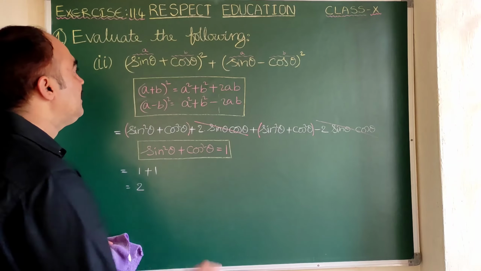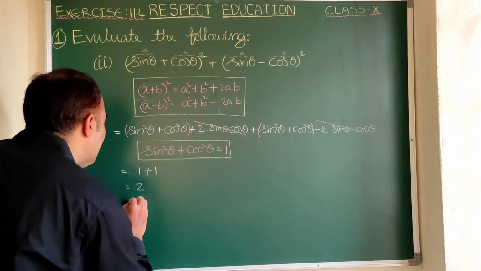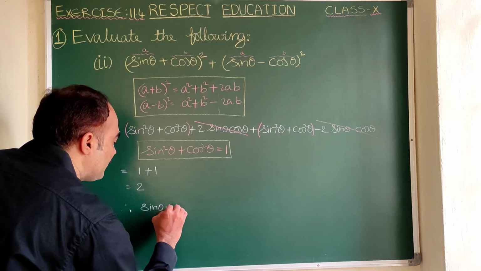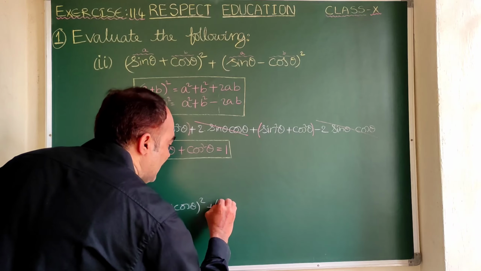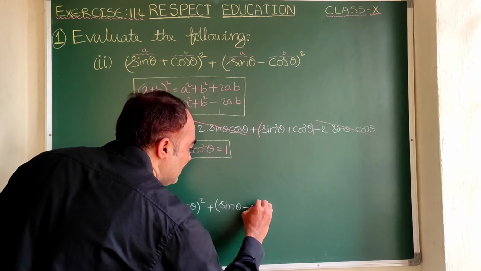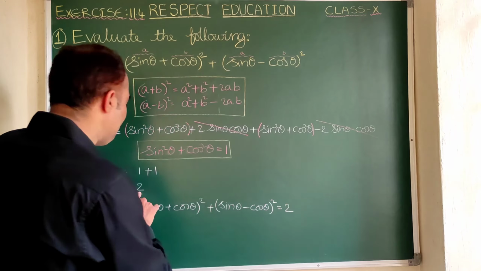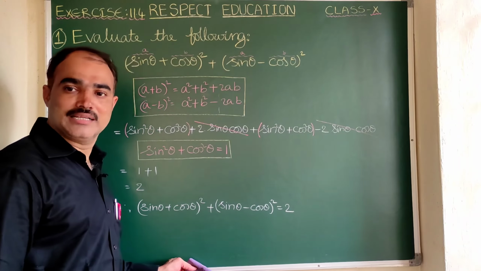So here you see the question. Evaluate the following. That means we are asked to find its value. Therefore, sin theta plus cos theta whole square plus sin theta minus cos theta whole square, the value is 2. Here you see, finally it is 2. Therefore, with this the second bit gets completed.